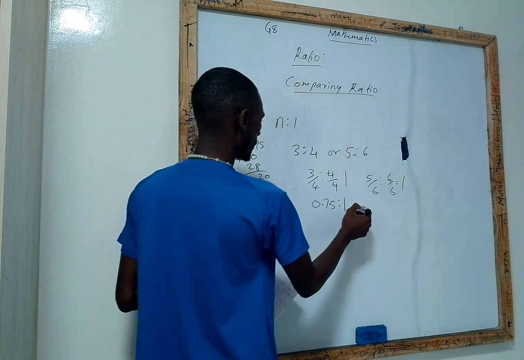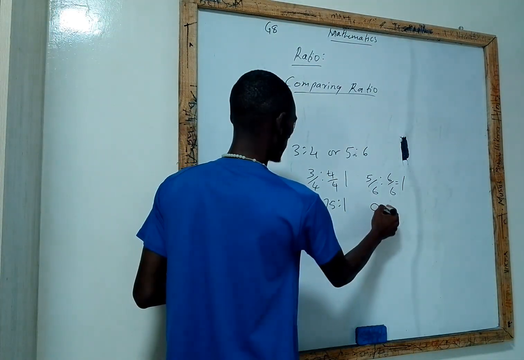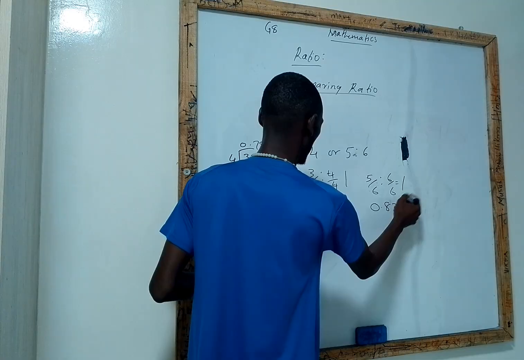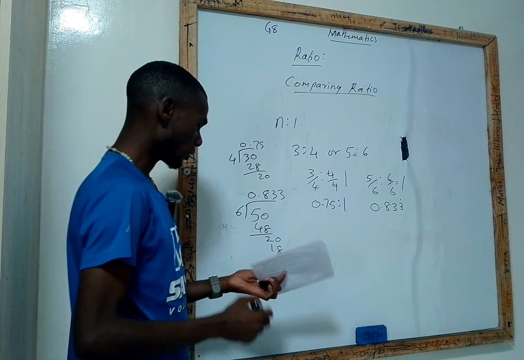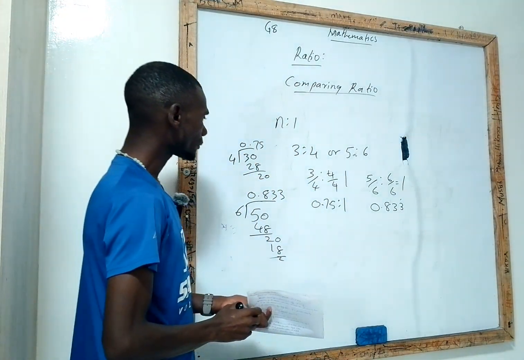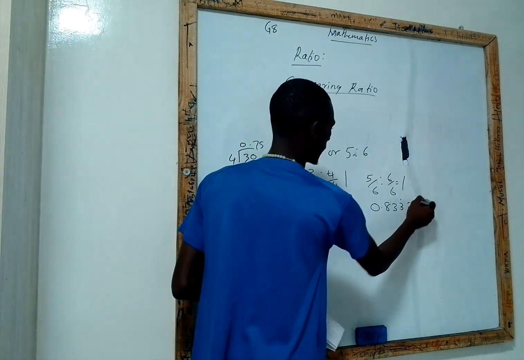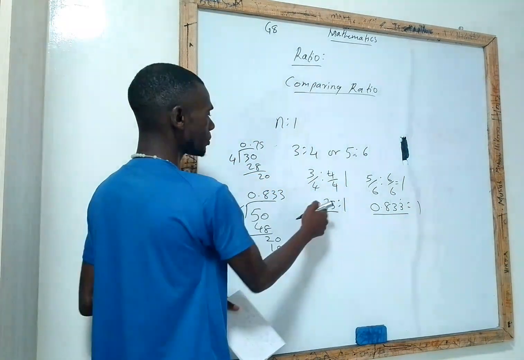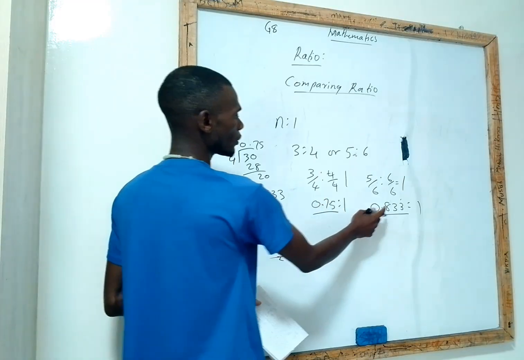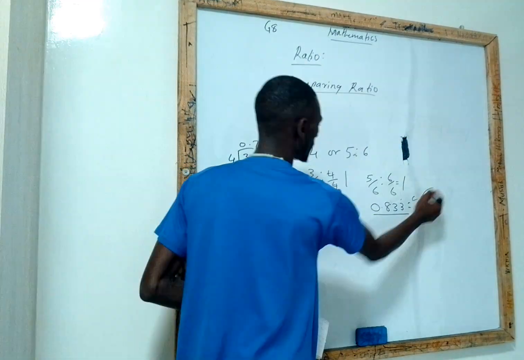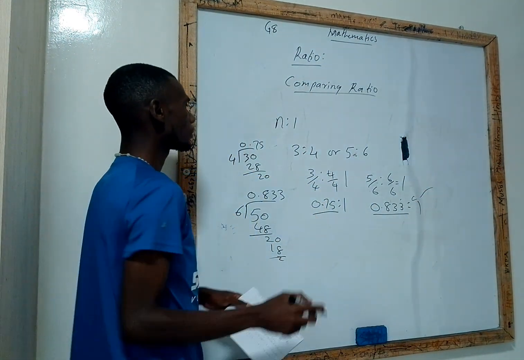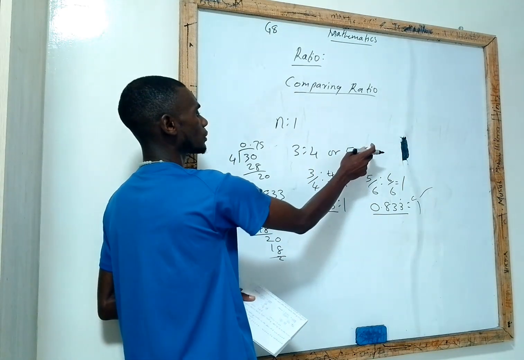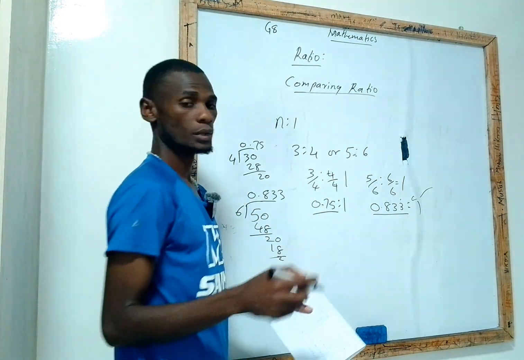So this one gives us 0.833, of course a recurring decimal, to ratio 1. From there we compare. This is 0.75, this is 0.8. So automatically this one is greater than this. That means 5 to ratio 6 is greater than 3 to ratio 4.